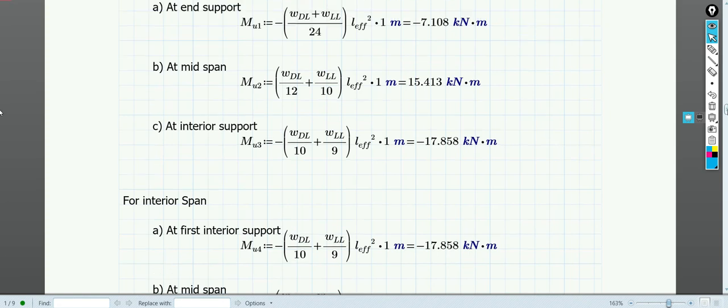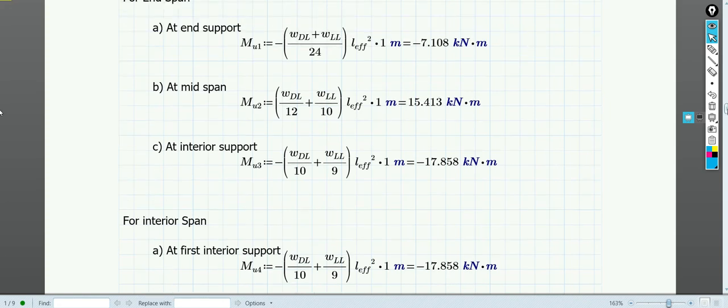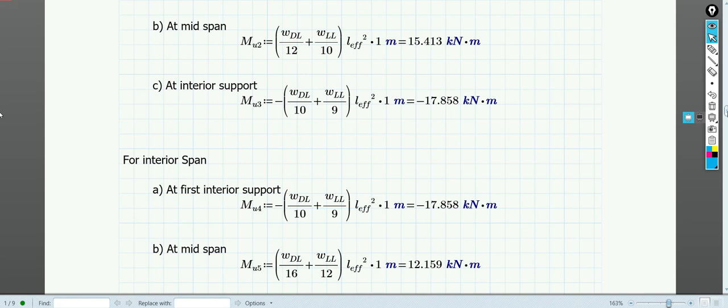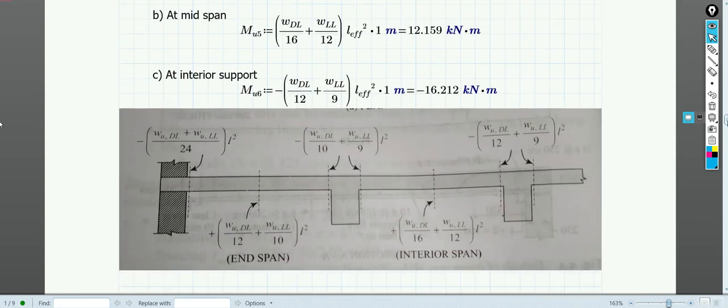hogging moment is 17.85. Each is 17.85 is the maximum, and 7 is the minimum. And the sagging moment, if you talk about, is 15 and 12. So 15 is the maximum one.